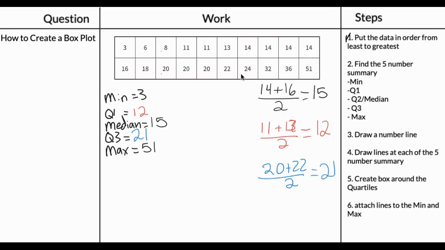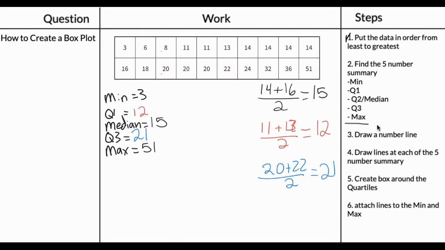So now we have our 5-number summary. Remember, that's the minimum, maximum, Q1, Q2, Q3. And remember, the Q2 is the same thing as the median. Now that we have those 5 numbers, we can actually get to drawing the box plot.